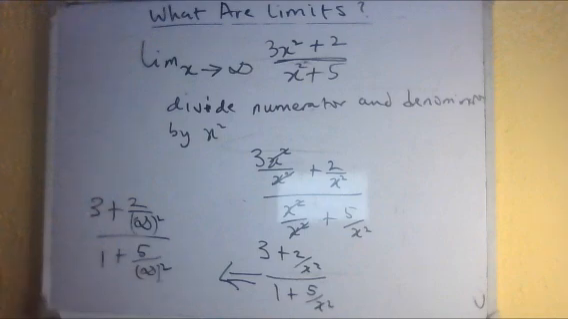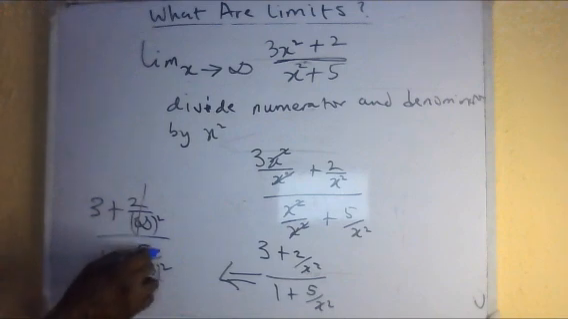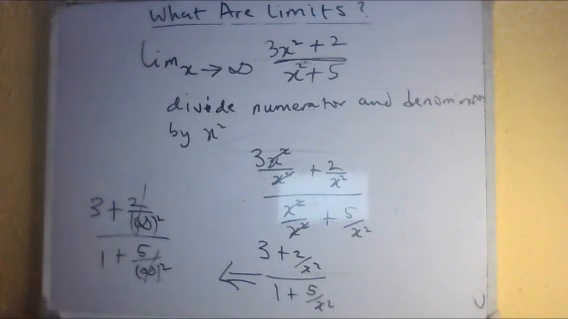You know this is already 0. This is 0. This one is 0. This one is 0. So I have 3 over 1. So the answer is 3. So my answer for this question is 3. So we'll move on to the next one.